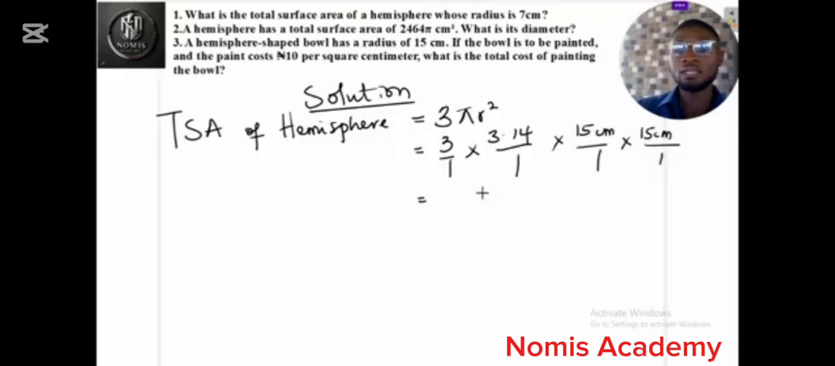So I can take this to be 3 times this. So 3 times 4 is 12. Remember 1. 3 times 1 is 3 plus 1, that is 4. So 3 times 3 is 9. So 9.42 multiplied by 15 centimeter multiplied by 15 centimeter, that is 225 centimeter squared. So when we multiply this together, what do we have? 225 centimeter squared multiplied by 9.42.